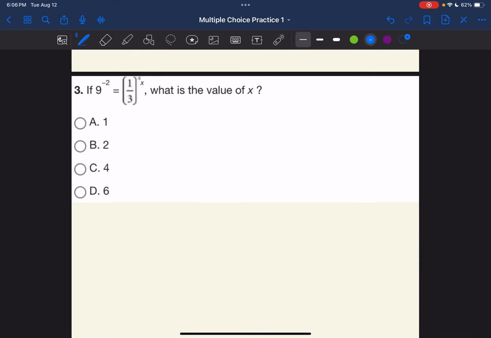Moving on to question 3, it reads, if 9 to the negative 2 equals 1/3 to blank. Okay, so there is a little bit of a mishap there. I should just write 1/3 to the x. What is the value of x? I think there might have been an imaging error there. 9 to the negative 2 equals 1/3 to the x, and what is x?